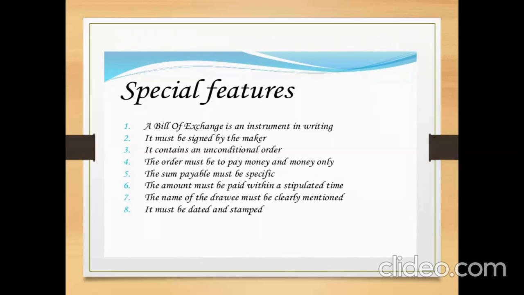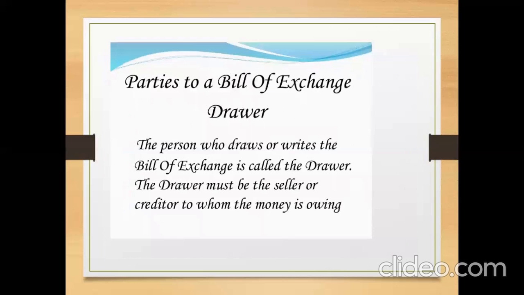It contains an unconditional order. Unconditional means the payer is not exempted in any situation. The order must be to pay money and money only. It cannot be anything else instead of cash or a bank transaction. The sum payable must be specific. The amount must be paid within a stipulated time. The name of the drawee must be clearly mentioned. Drawee is the person who is supposed to pay the bill, who is supposed to meet the amount. Drawer is the person who writes the bill. It must be dated and stamped.